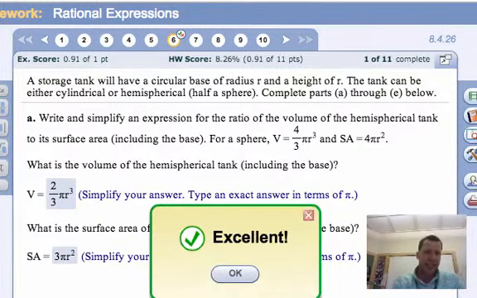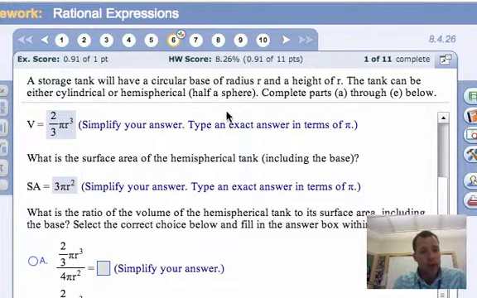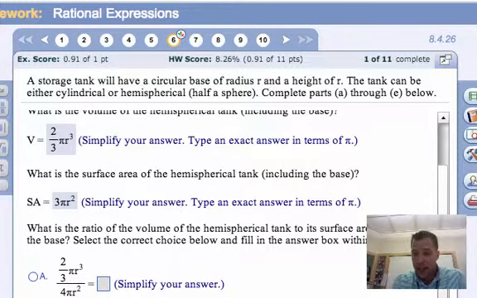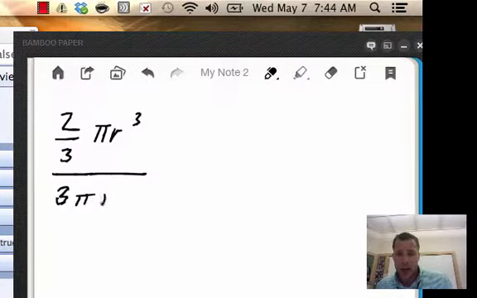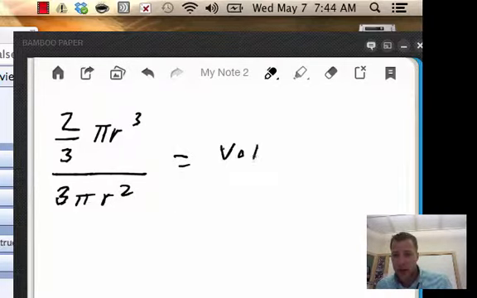Okay, so now we've got to keep going. Now here's where we compare. Remember, we were looking to compare the ratio of the volume of a hemisphere to the surface area. So we need the volume on top and the surface area on the bottom. If you look at this, we have 2/3 pi r cubed divided by 3 pi r squared, and that is equal to the volume over its surface area.